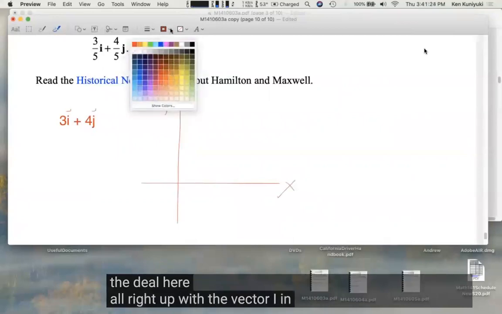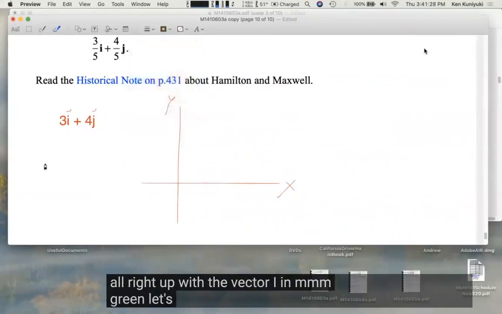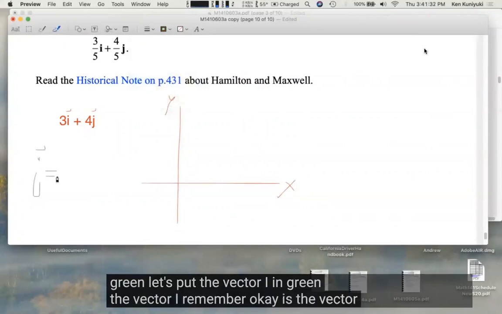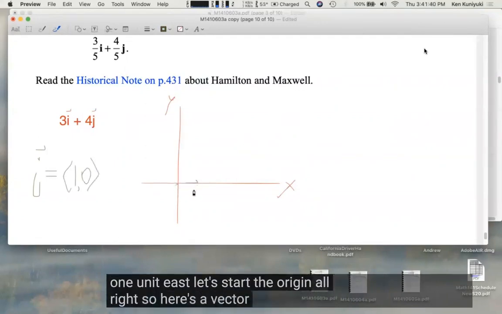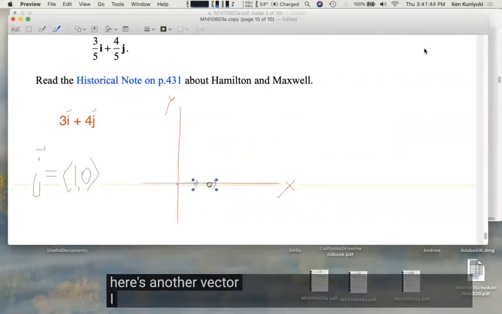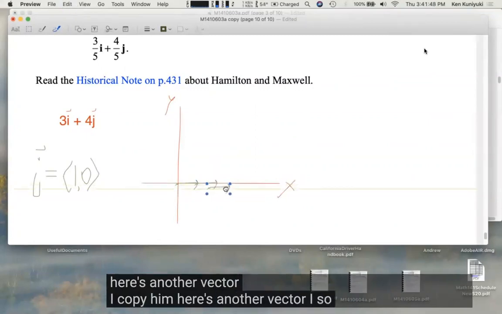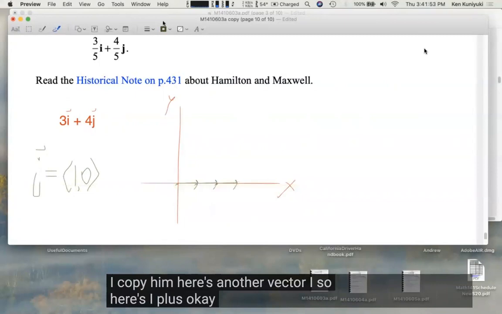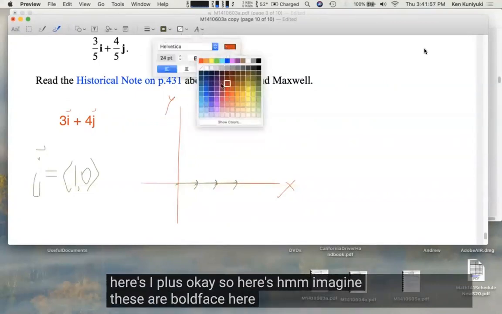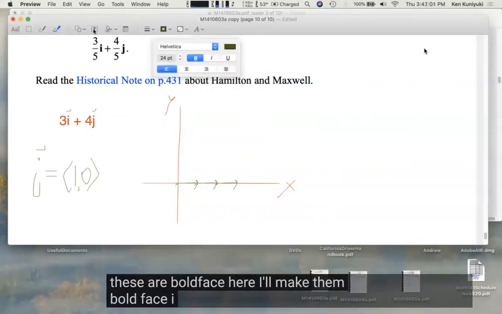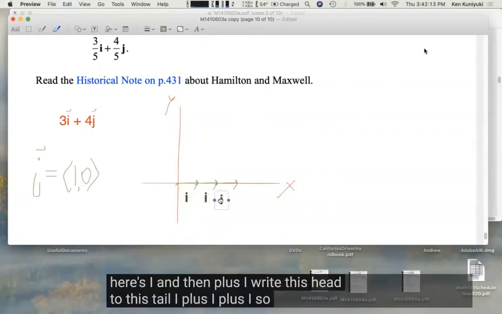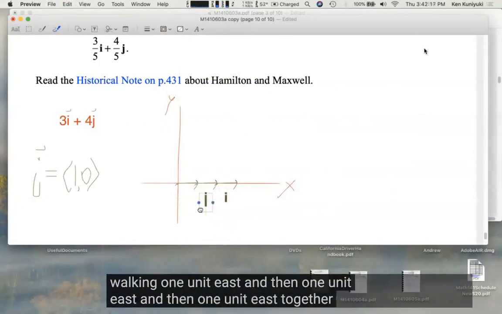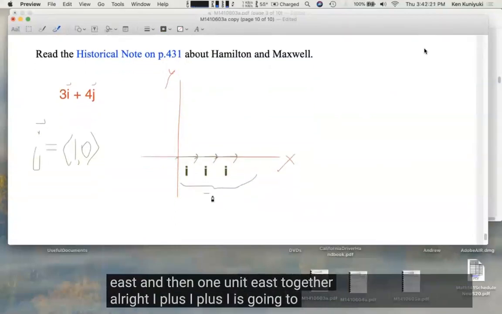Let's put the vector i in green. The vector i, remember, is the vector 1, 0. It takes you one unit east. Let's start at the origin. So here's a vector i, copy it. Here's another vector i, copy it. Here's another vector i. Imagine these are boldface. So here's i, 1, 0, here's i, and then plus i, this head to this tail, i plus i plus i. We're walking one unit east, and then one unit east, and then one unit east, together, i plus i plus i is going to be 3i.